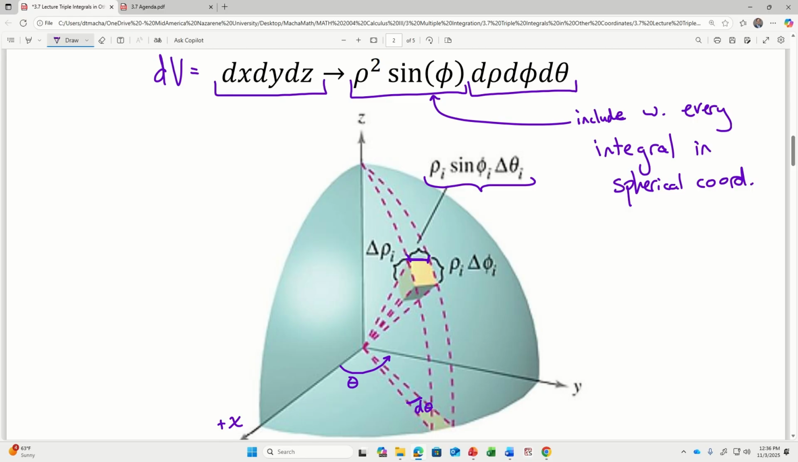I copied and pasted a public domain image from Google because I can't draw that. If I tried to draw that, it's not going to turn out well. So that's the best we can do.